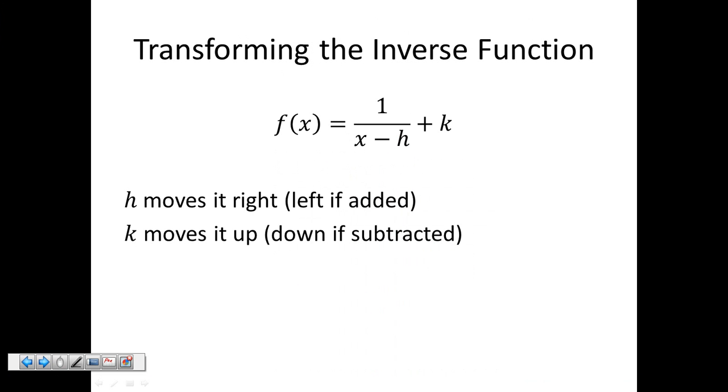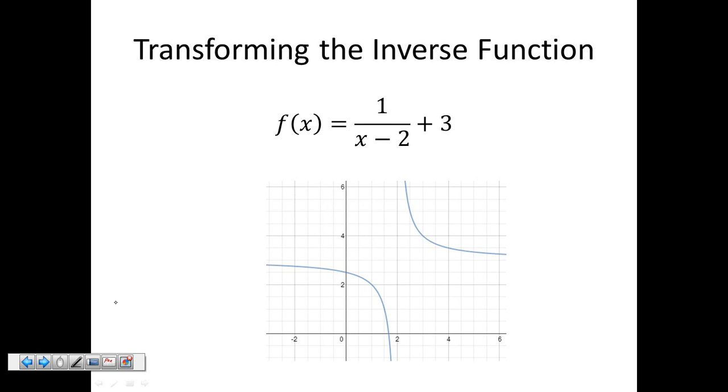Now, if we want to talk about transforming this basic rational function, the inverse function, we're going to do it just like we've always done it. If we have a number adding or subtracting the x, that's going to move it left or right. If we add or subtract a number all the way at the end, that's going to move it up or down. Absolutely nothing changes. It's just where these numbers are that you need to get used to for each type of function. So I went ahead and I graphed this transformation to the basic inverse function. 1 over x minus 2 plus 3.